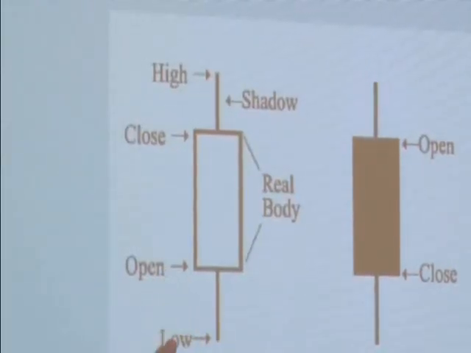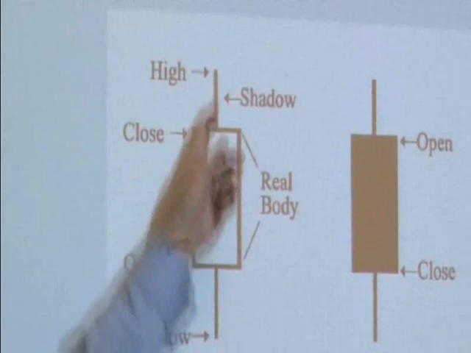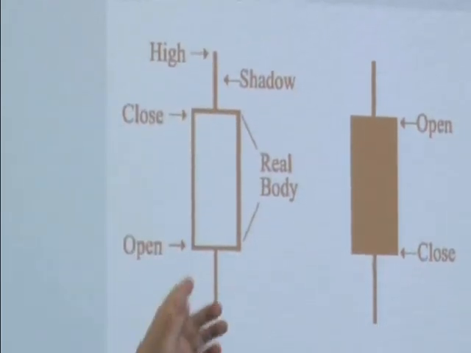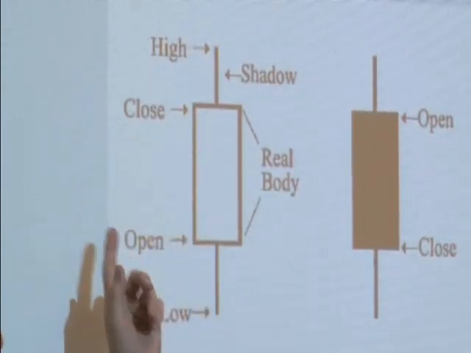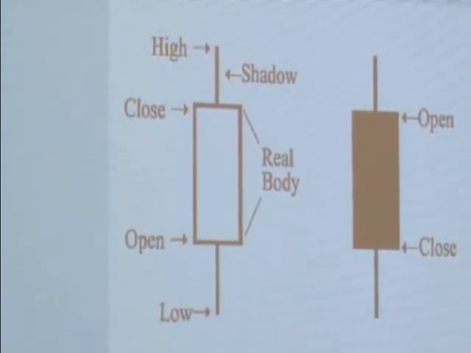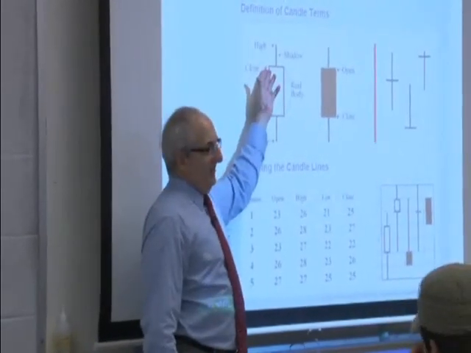The whole idea of the candlestick is the low and the high are exactly the same as the bar chart. The difference is that we're going to emphasize the difference between the open and close. Now, why is that important? Well, it tells you what happened during the day.